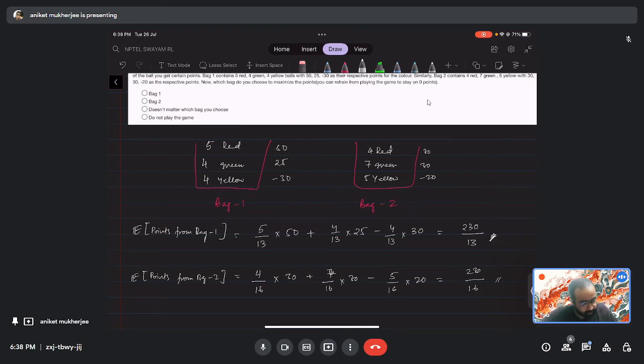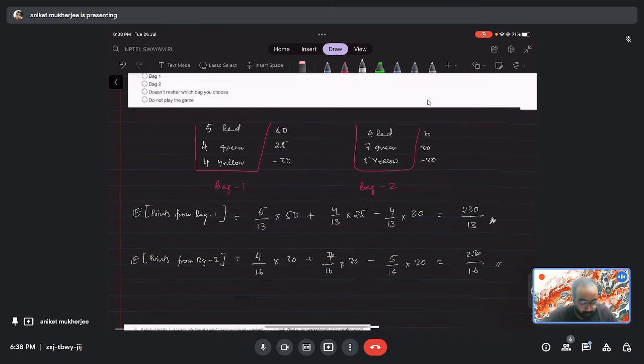So as you can see from these two, the expected number of points from bag 1 is more than the expected number of points you can get from bag 2.